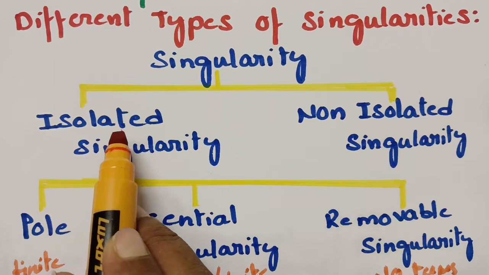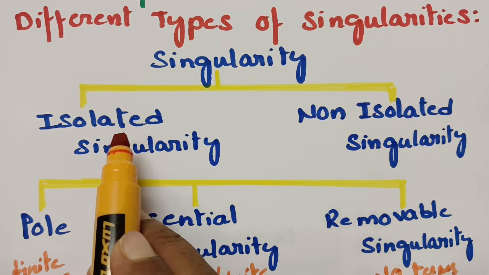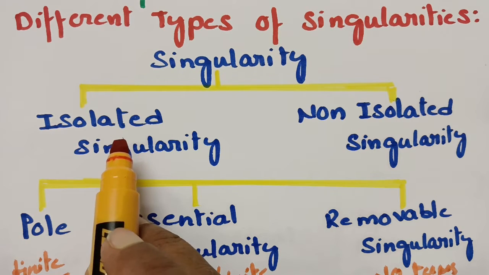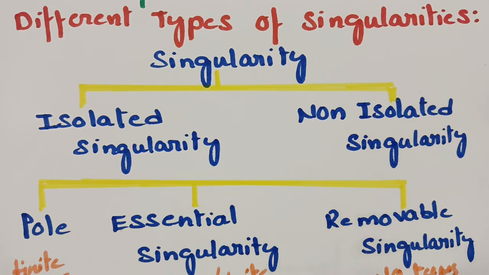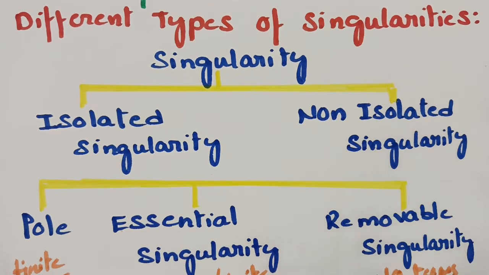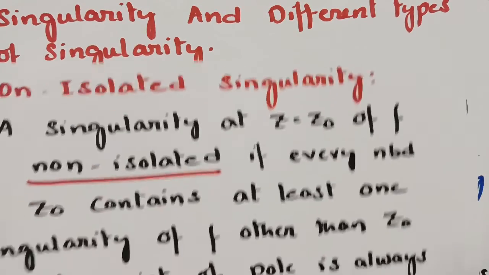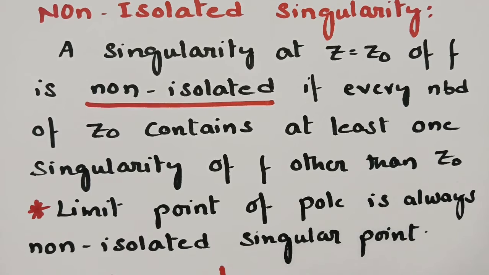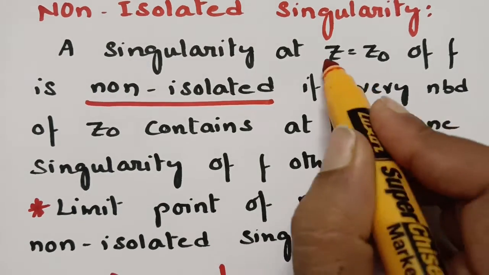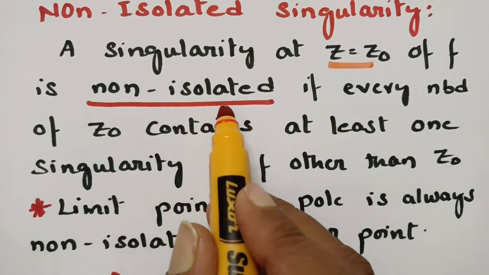Isolated means the point which is deleted from the function. Whichever point is deleted or isolated, that particular singular point is called an isolated singular point. And next, coming to the non-isolated singularity. See here, this is also very simple. A singularity z is equal to a of f is non-isolated.